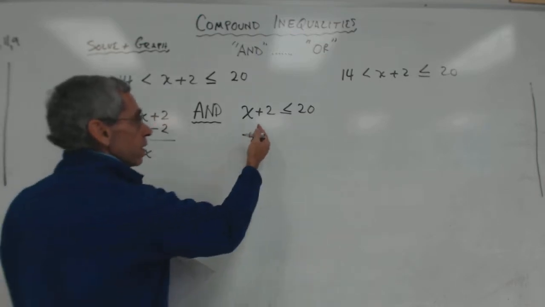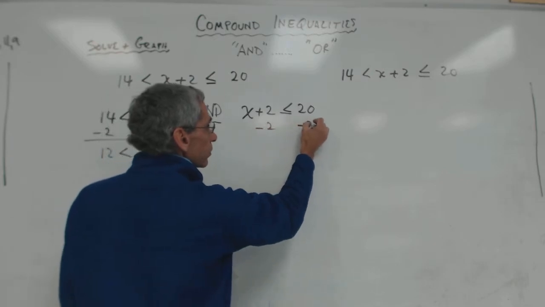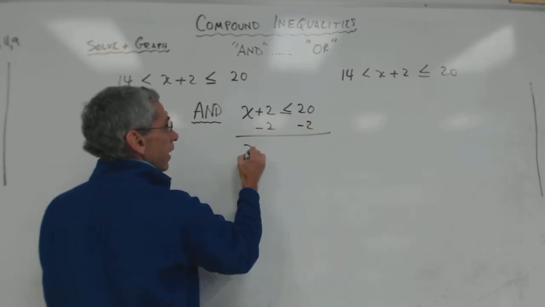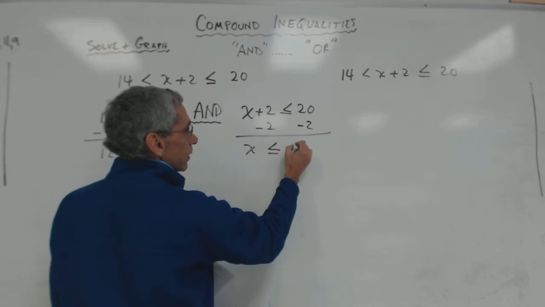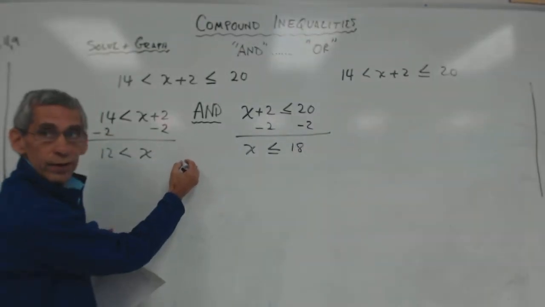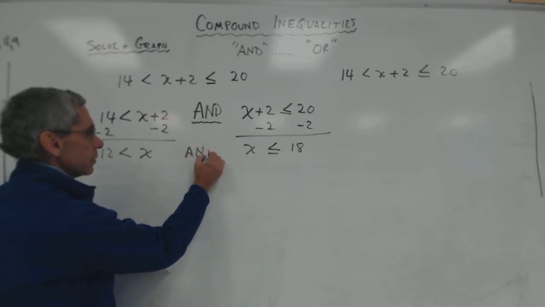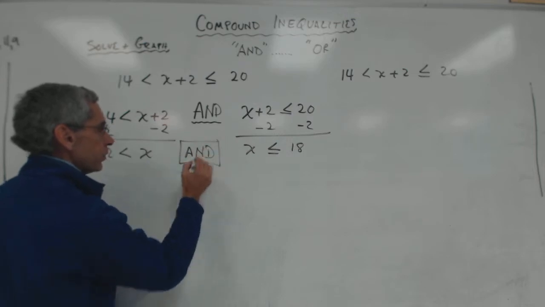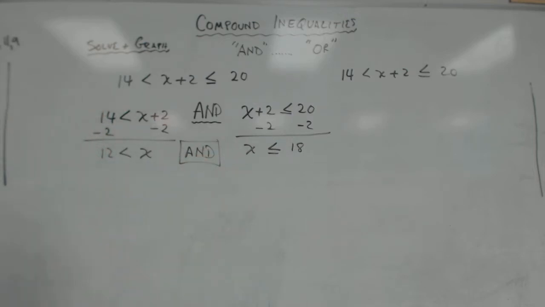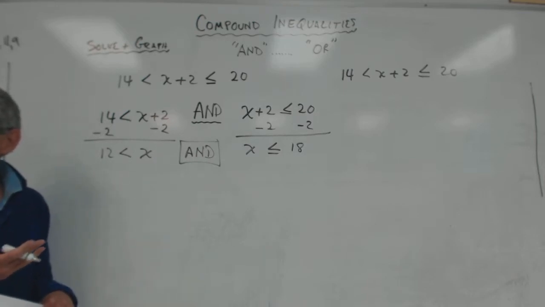That's interesting. Now let's do this one. I'm going to subtract 2. So I have x is less than or equal to 18. And I've got to put this little word in between these two answers: and. I'm going to put that in a box, because that's an important word in these. Okay, so now I've got to graph this. But I'm graphing two of them on the same graph, right?